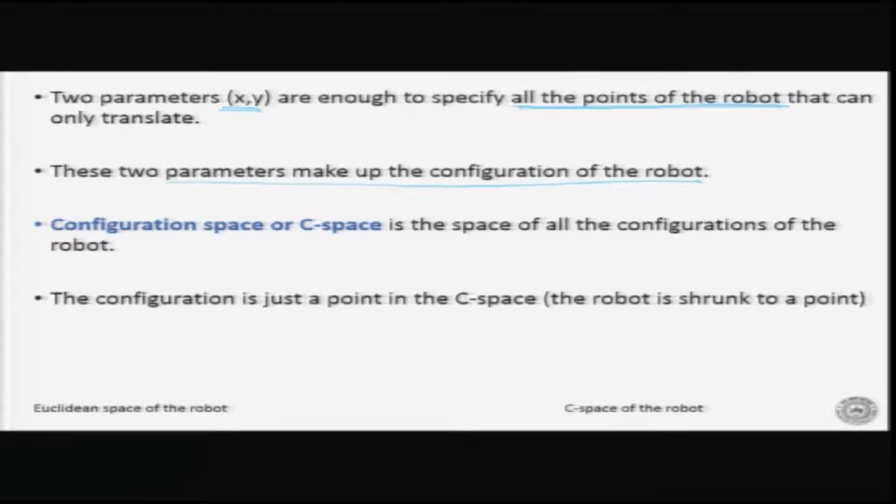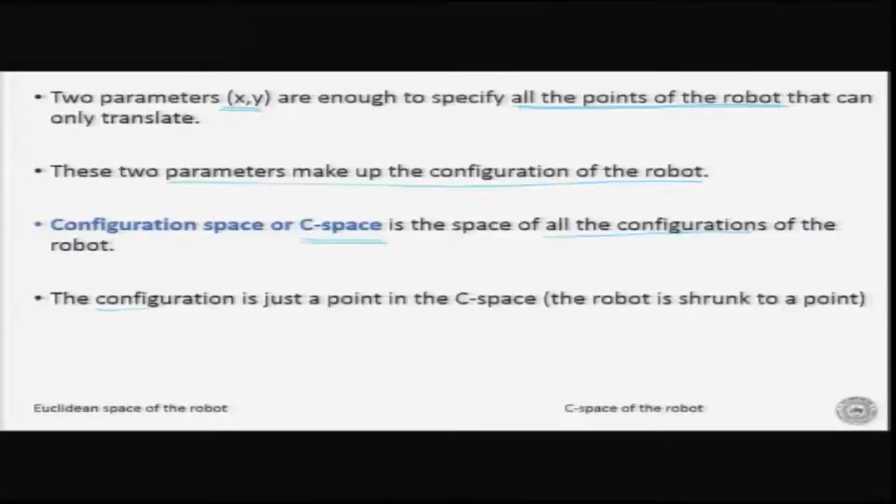So, when we say configuration space of the robot, essentially it is the least number of parameters that are required to specify all the points of the robot. And the configuration space, or C space in short, is the space of all configurations of the robot. And I hope you understand where this x y came from. It is not very difficult to understand that if you just know x y and you know the radius, then every point is automatically known.